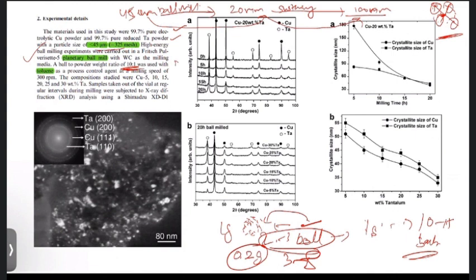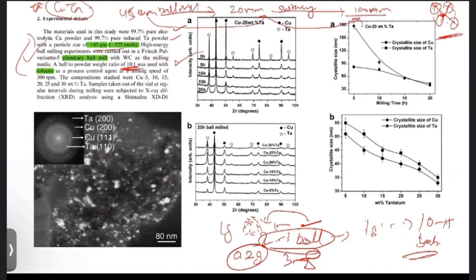Now tell me, they have taken toluene as an agent. This is a solid state method. They are grinding copper and tantalum, but they put some toluene also. Why are they adding it? I am only discussing the copper tantalum composite. Why are they taking it?